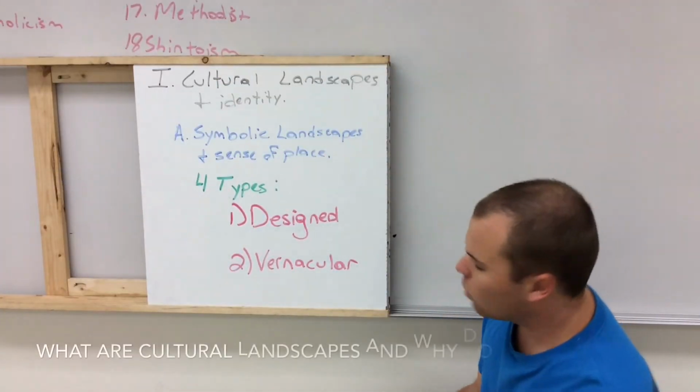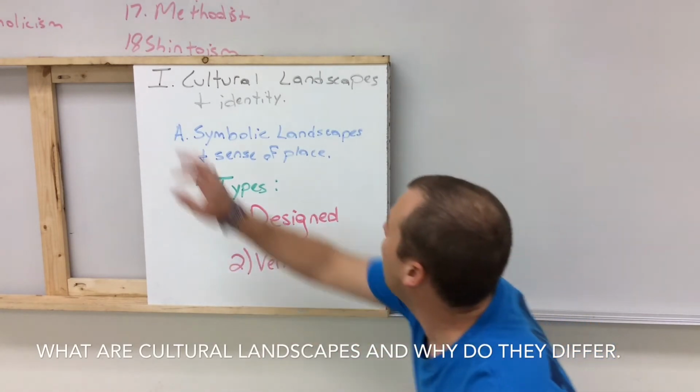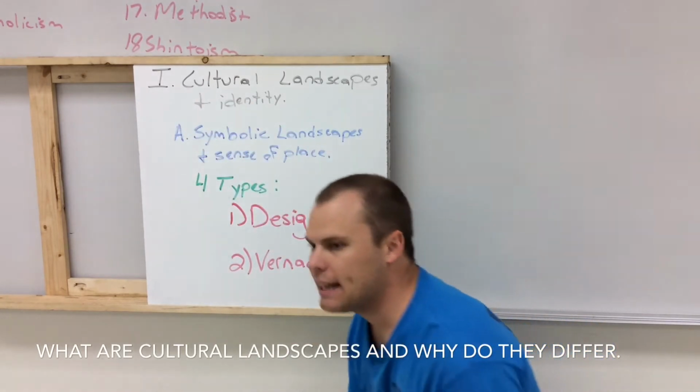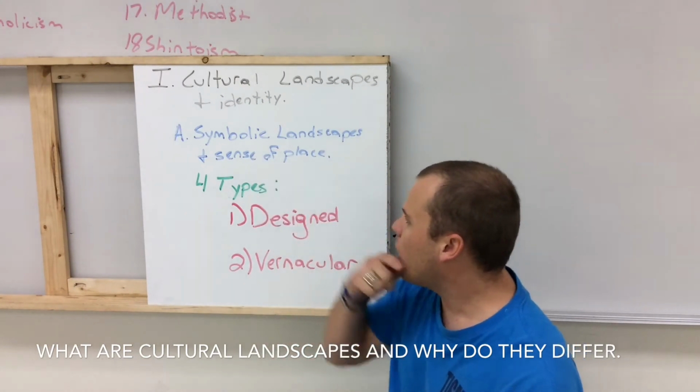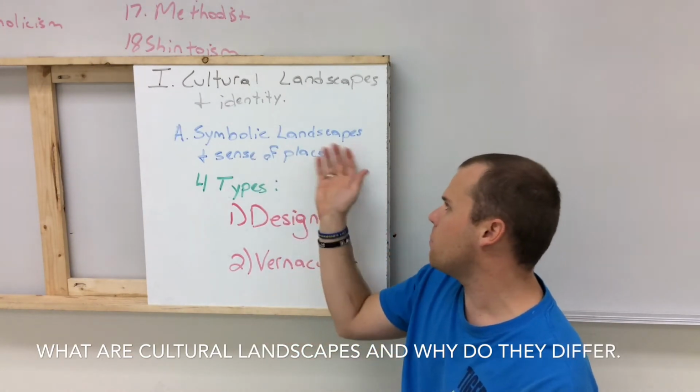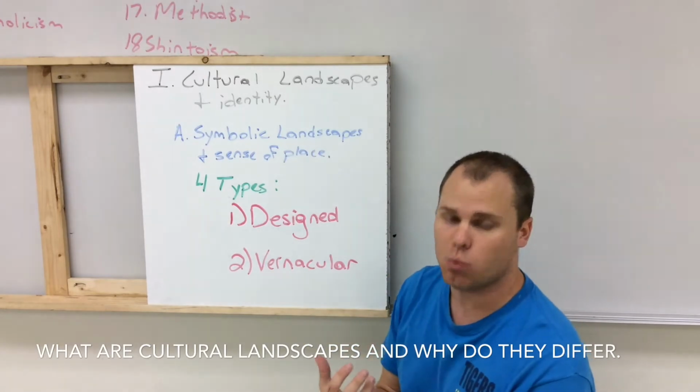Okay, this section of notes, we are going to be looking at the cultural landscapes and identities, your last section in regards to the cultural unit. The first major section that we're going to look at is the symbolic landscapes and sense of place within that.